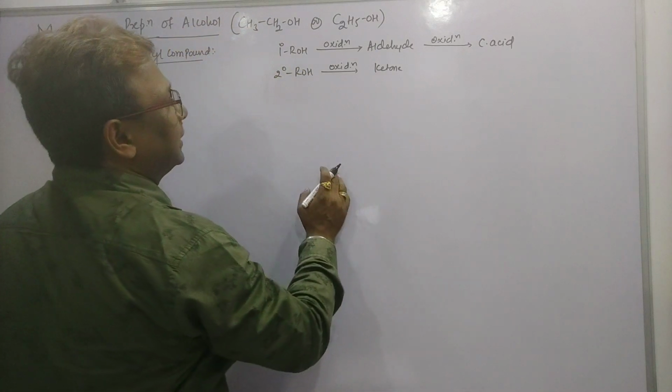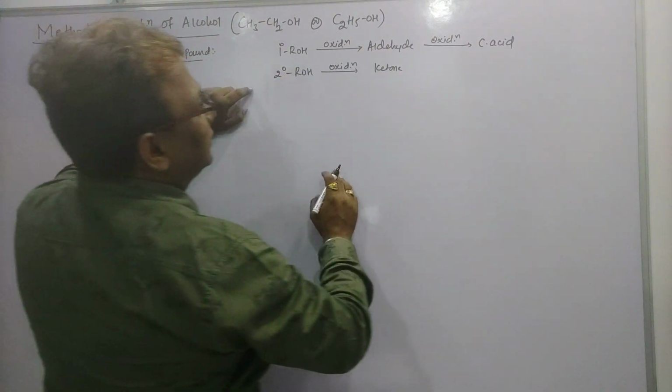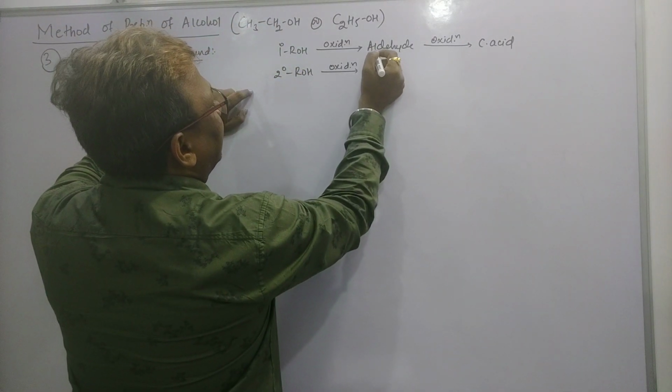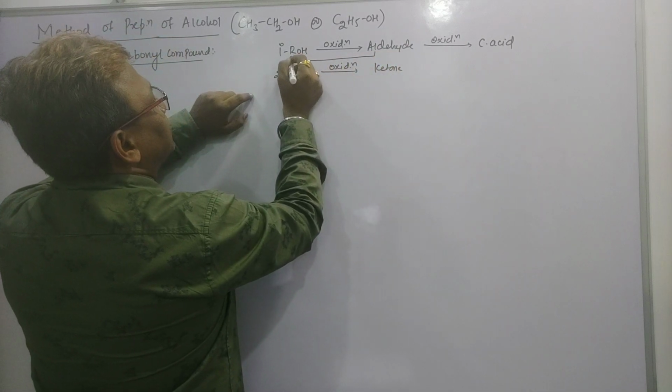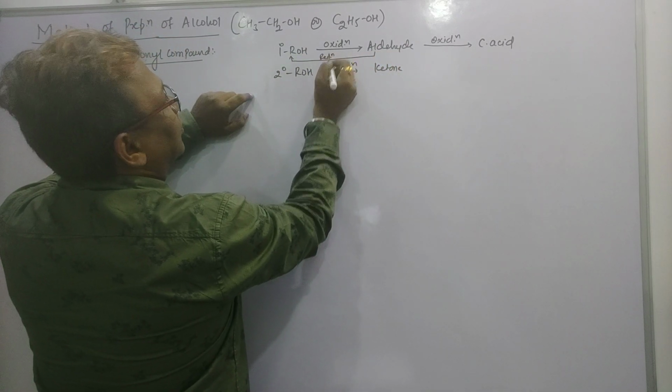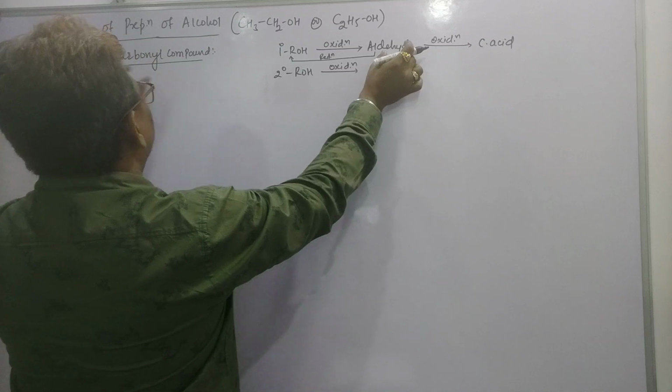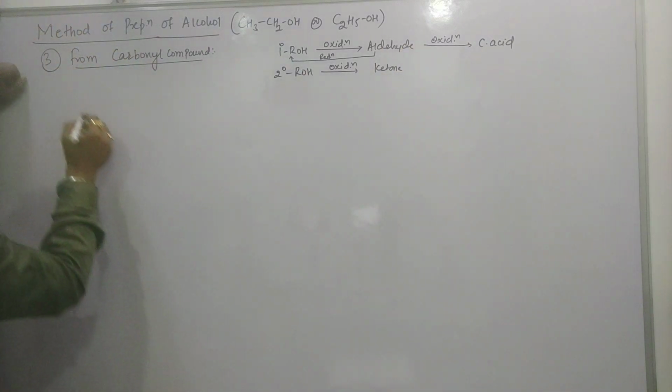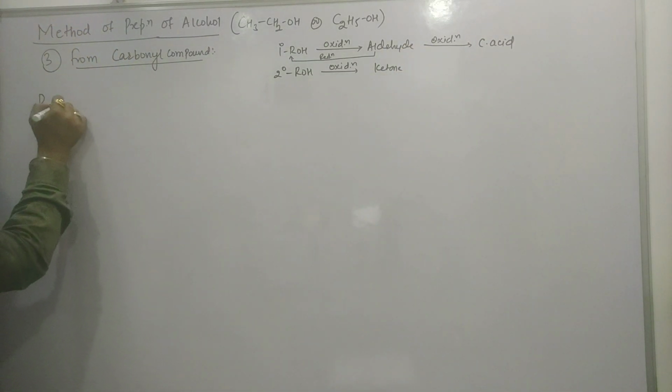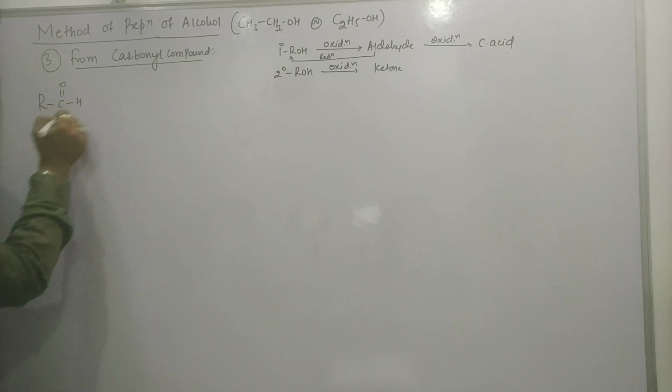Chalo, this is the part. Now I'll tell you the reverse order. See beta, aldehyde on reduction gives rise to 1 degree alcohol. Means aldehyde is a carbonyl compound. So I'll write beta here. This is the aldehyde, RC double bond OH. So this is called an aldehyde.